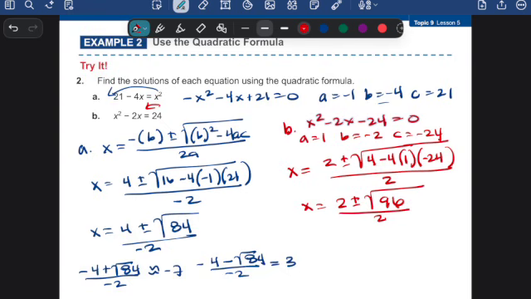Okay, and then we can simplify. If we do 2 plus the square root of 96 divided by 2, we will get positive 6. And if we do 2 minus the square root of 96 and then divide that by 2, it's going to be a negative 4. So there are our solutions.